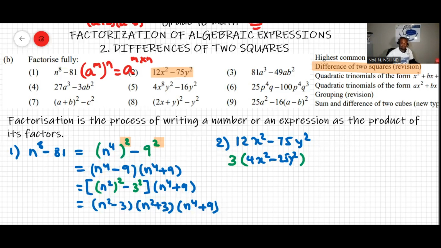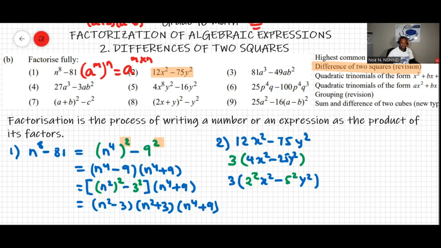Now let's notice 4 is a square number, 25 is also a square number. Then we can factorize this. We can write it like 3 open brackets, 4 is the square of 2, so 2 squared x squared, minus 25 is the square of 5, so 5 squared y squared.